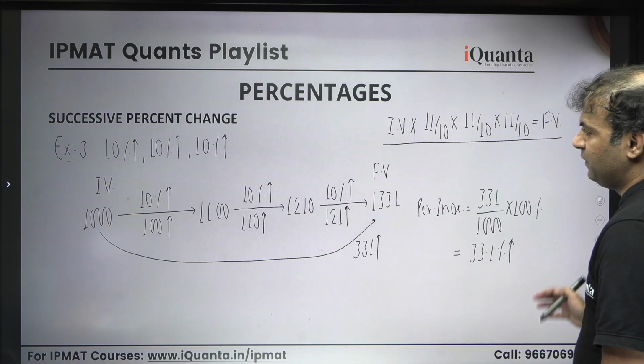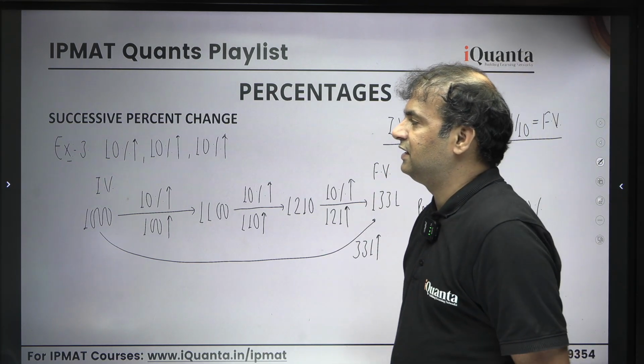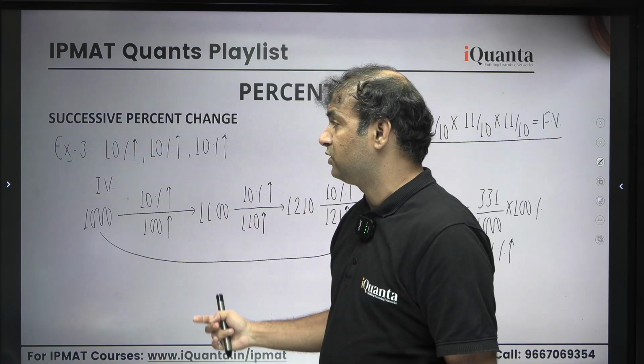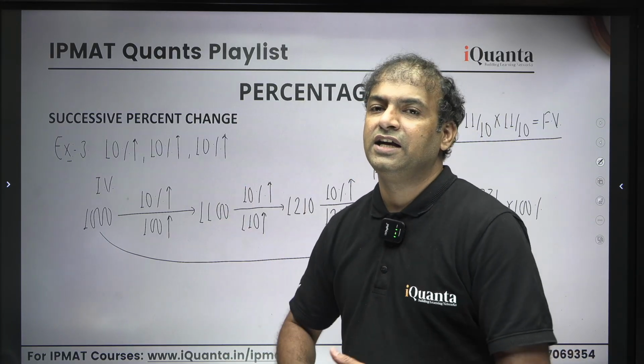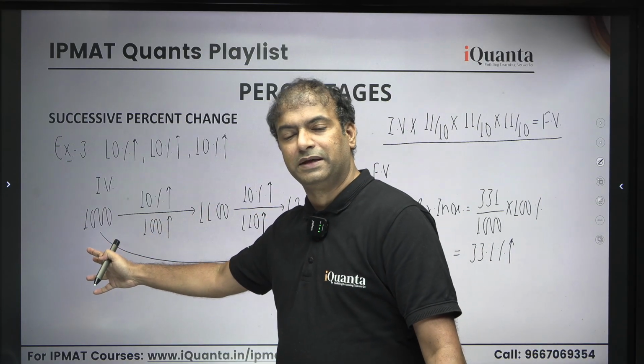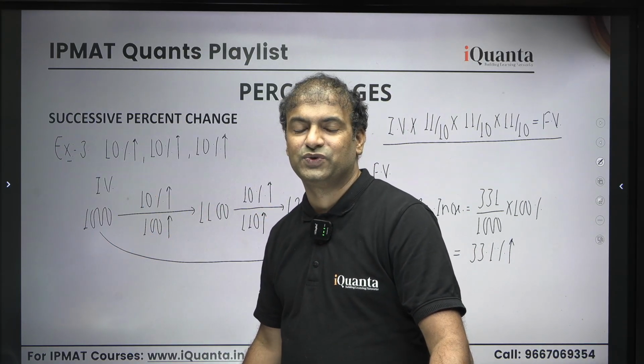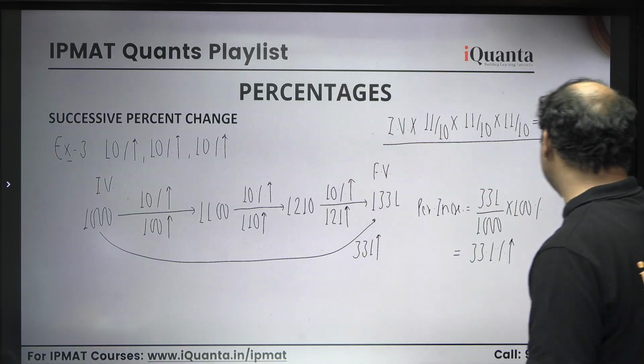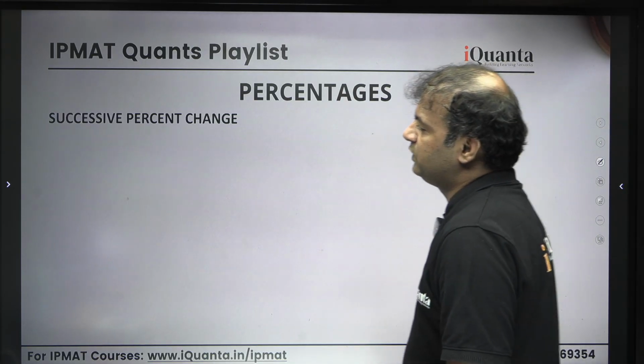So I took 3 examples to give you some basic knowledge about successive percentage change. Now, I have been finding the overall percentage change with the assumption method, but there is a formula as well. Let me tell you the formula first, and then we'll be discussing more about that. So what is the formula?